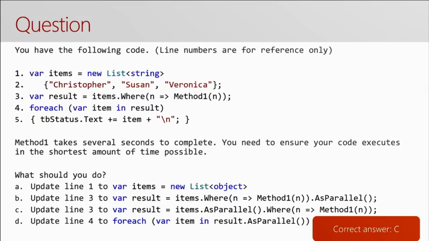So we want line 3 to say items.asParallelWhere. Otherwise, they come out in the wrong order.